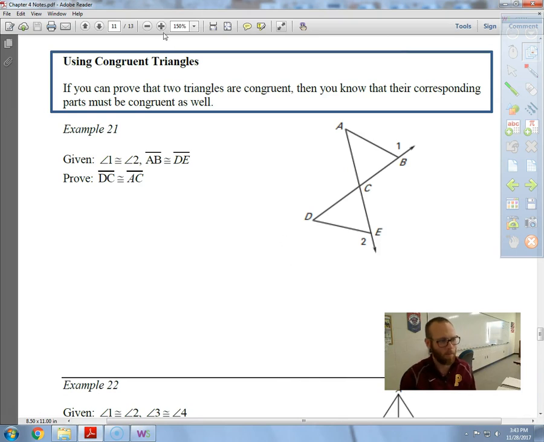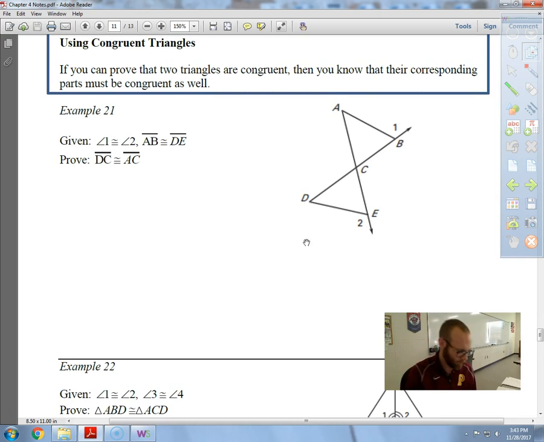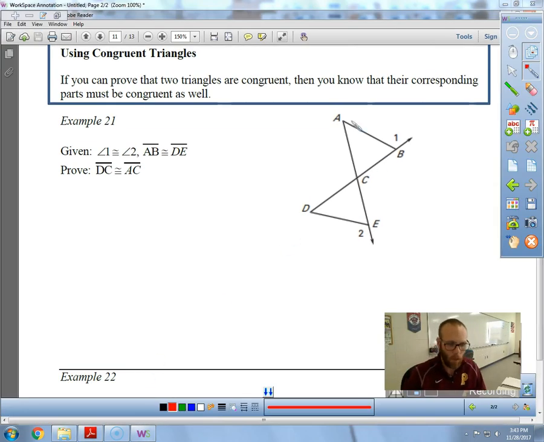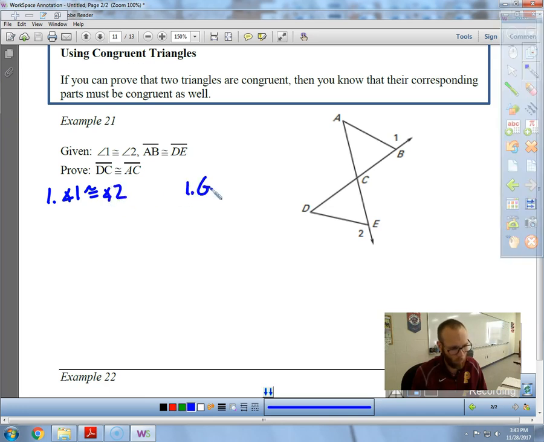So let's get back here. Let's prove DC is congruent to AC. Can I prove those triangles are congruent? Angle 1 is congruent to angle 2, that's given. Now, are those interior angles in my triangle?